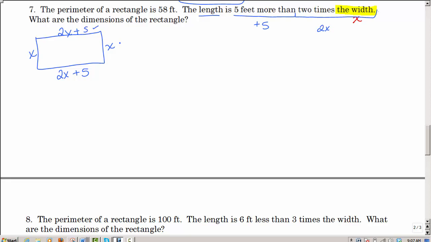At this point I could just add up all 4 sides like that, and what would I set it equal to? 58. Or I could use my formula where I say twice the length plus twice the width equals the perimeter. I'm getting that from that 2L plus 2W. But again, you could just add up 2x plus 5 plus x plus 2x plus 5 plus x and also set it equal to 58. Both would work.